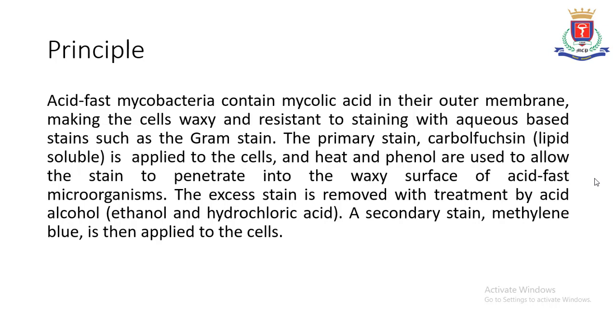So, the primary stain, that is carbol fuchsin, is lipid soluble, and when applied to the cells under heat and phenol, it helps the stain to penetrate deep into the waxy surface of the acid-fast microorganisms. The excess stain is then removed by treatment with acid ethanol, and then a secondary stain is applied, for example methylene blue, in order to stain the non-acid-fast bacteria.